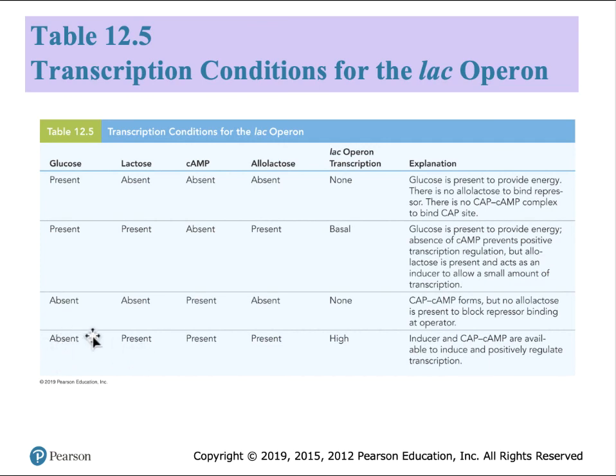Therefore, when glucose levels are low, cyclic AMP levels are high. And that cyclic AMP will then bind to the CAP protein and assist in attaching the RNA polymerase to the promoter. At the same time, the allolactose is also present inside the cell, and that will bind to the repressor and pull that off the DNA. So the combined effect is that you have a positive impact on the rate of transcription here, and then you have a positive effect on the rate of transcription here. Therefore, you have high levels of transcription.